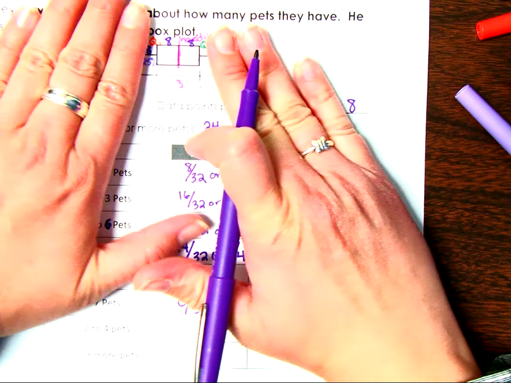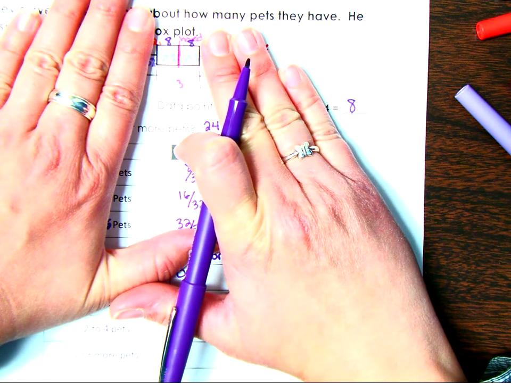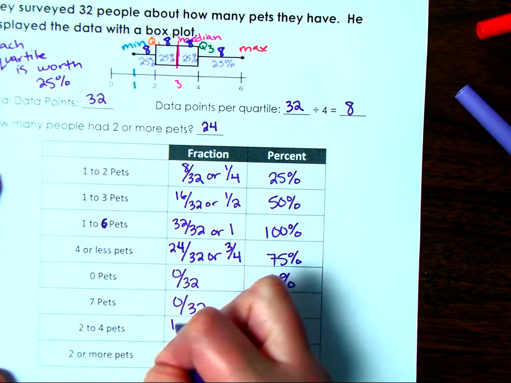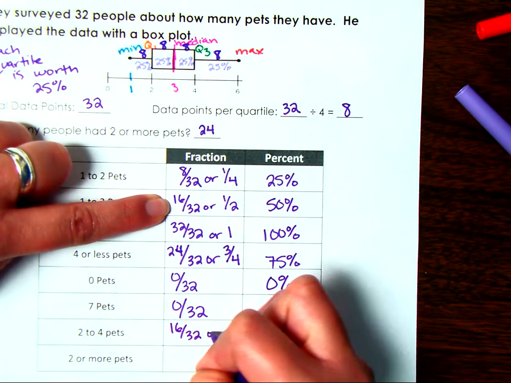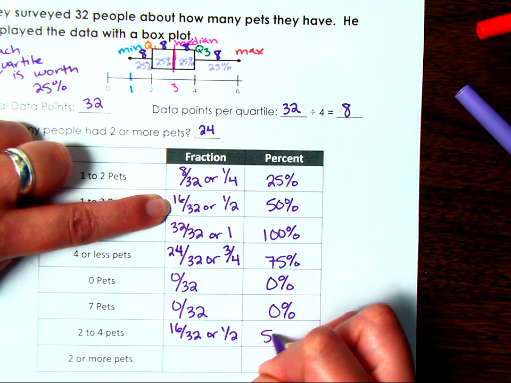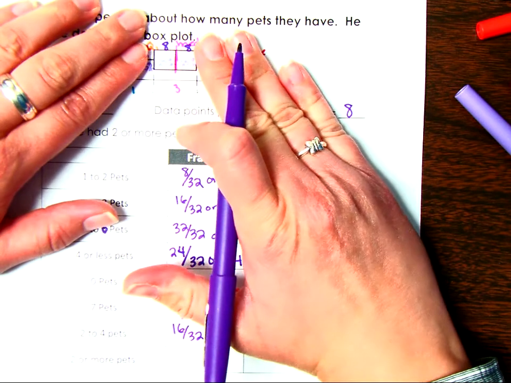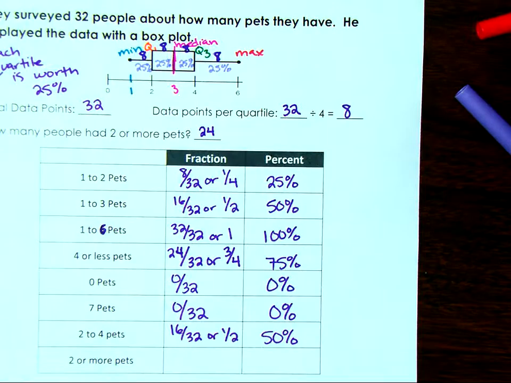So 2 to 4 pets. From 2 to 4, that's that box right there. 8 plus another 8 is 16 out of 32. 16 out of 32 we can reduce to 1/2. 16 divided by 16 is 1. 32 divided by 16 is 2. And another way we know that this is 50% is check it out. So if you cover these up when you're drawing these, it's really going to help you see this.